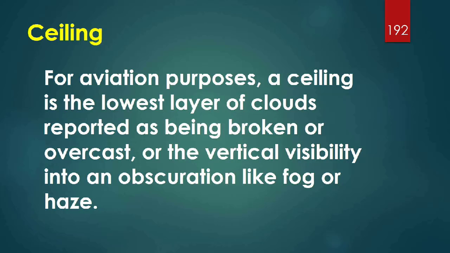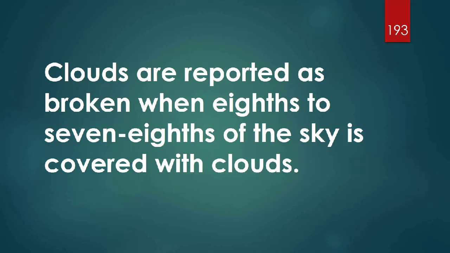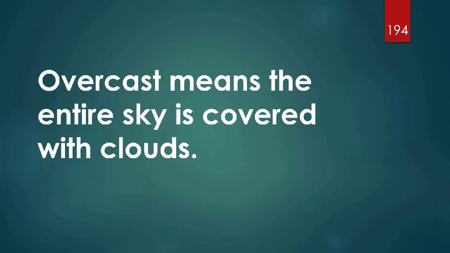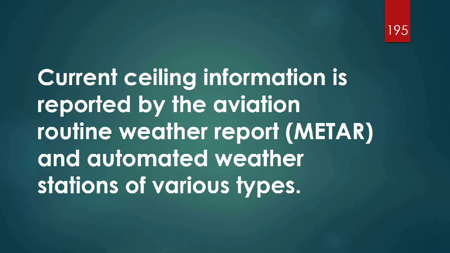Ceiling. For aviation purposes, a ceiling is the lowest layer of clouds reported as broken or overcast, or the vertical visibility into an obstruction like fog or haze. Take note of this. This will be on your test, I guarantee you. Clouds are reported as broken when 1/8 to 7/8 of the sky is covered with clouds. Overcast means the sky is entirely covered with clouds. Current ceiling information is reported by the Aviation Routine Weather Report, the METAR, and automated weather stations of various types.